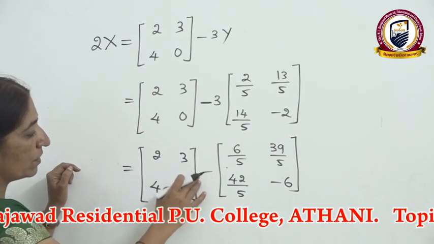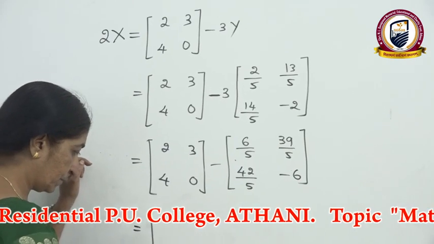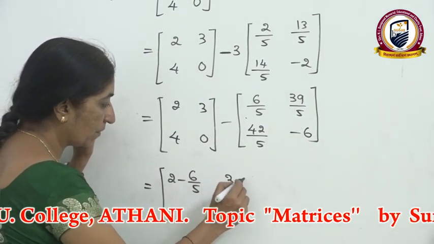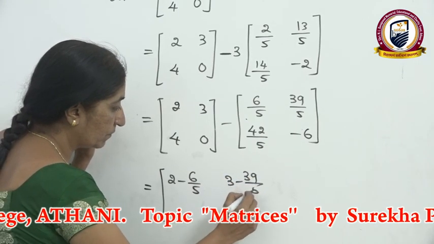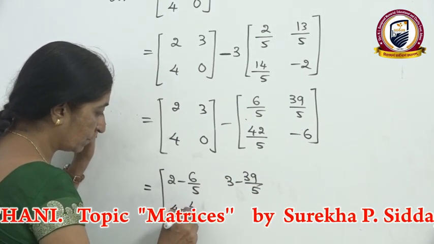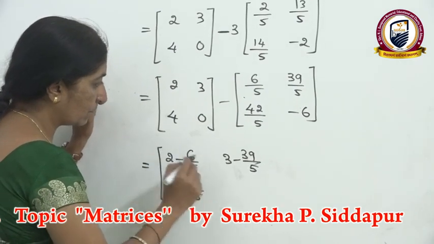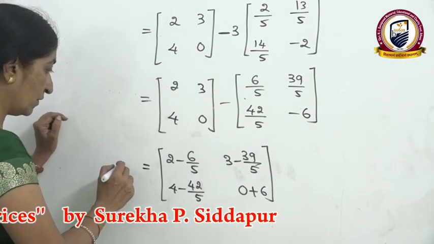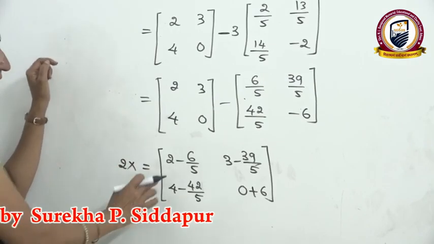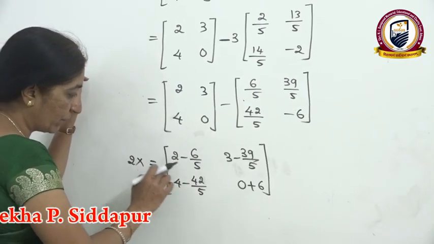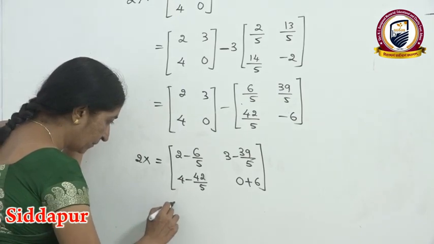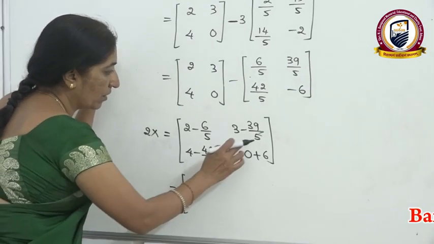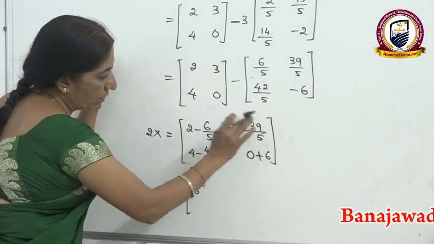Now go for the subtraction, corresponding elements. This is 2x. Here 2 minus 6 by 5. Take the LCM. LCM is 10. It is 4 by 5. And it is 15. Go for the subtraction.